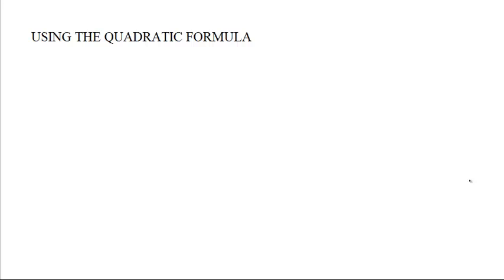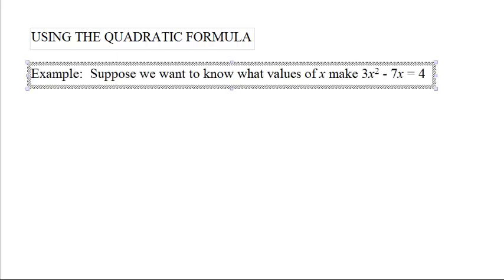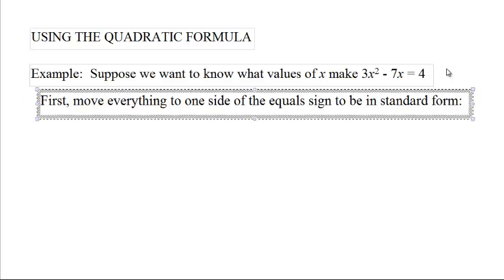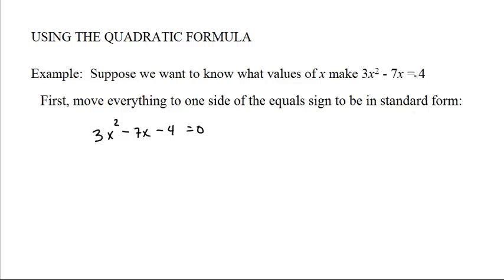Hopefully you've used the quadratic formula before, but let's run through one example of it. Suppose we want to know what values of x make 3 times x squared minus 7 times x equal to 4. Now, this is not in standard form. The standard form is ax squared plus bx plus c equals 0. So you have to move everything to one side of the equation. Subtract 4 from both sides and you get 3x squared minus 7x minus 4 equals 0.